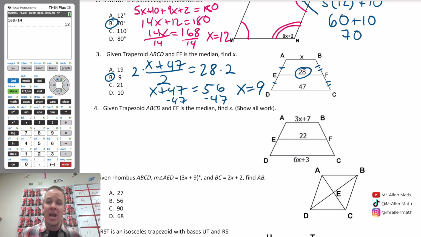Dope, right? And you can even double check that. You can be like, okay, 9 plus 47. What does that give me? That gives me 56. 56 divided by 2, that is 28. So I could ask you for any one of those 3 sides by giving you 2 of them.